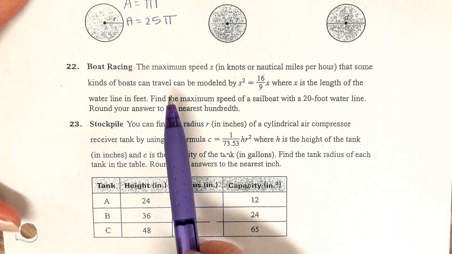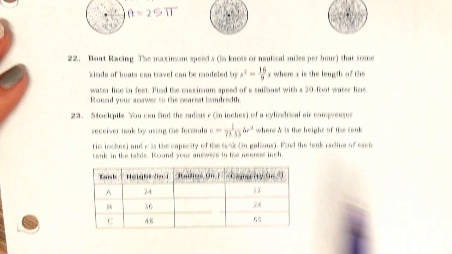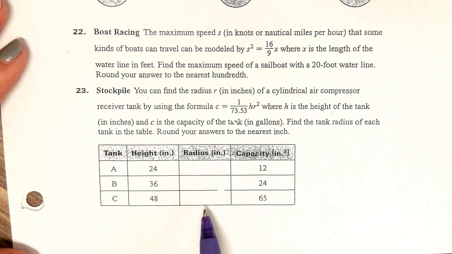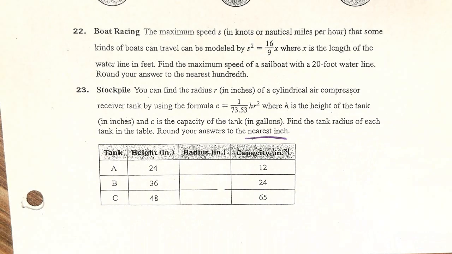All right, 22 is super easy, it is super easy. And then for 23, you're going to find all three radiuses if the height is this and the capacity is this. Round to the nearest inch. That means whole number. Round to the nearest whole number.